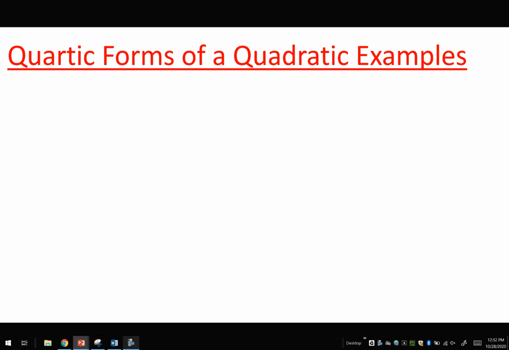Let's do something new, something you haven't seen before. Quartic forms of a quadratic. So this is getting into vocabulary, making sure we understand. What's quartic mean again? Ben? Degree 4. So this means we're going to have a degree 4 polynomial that we can write as a quadratic.